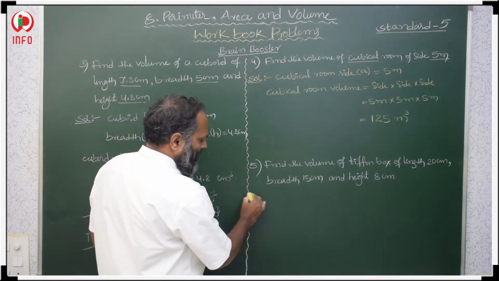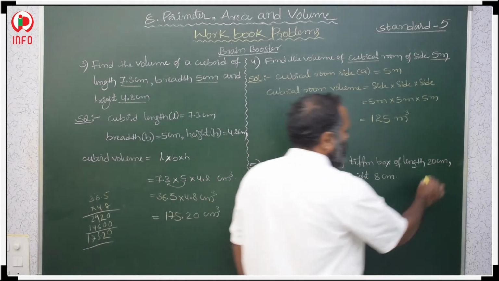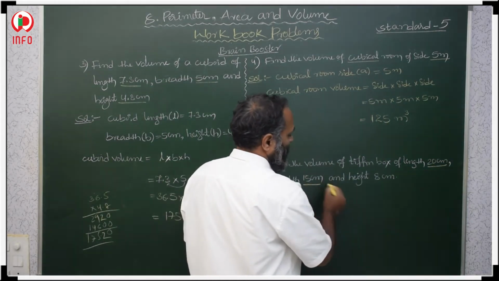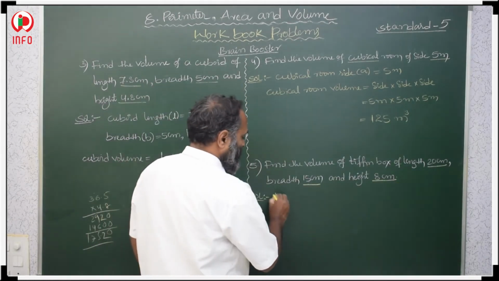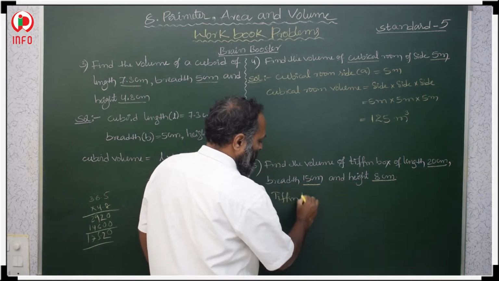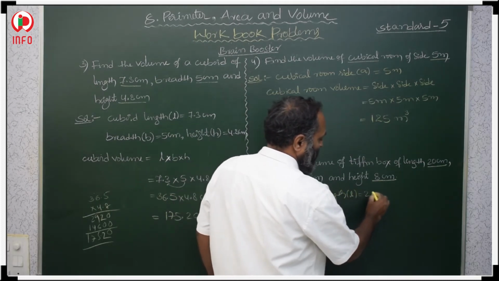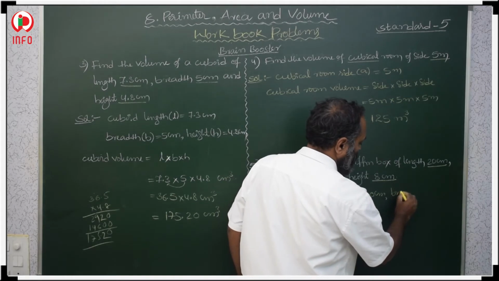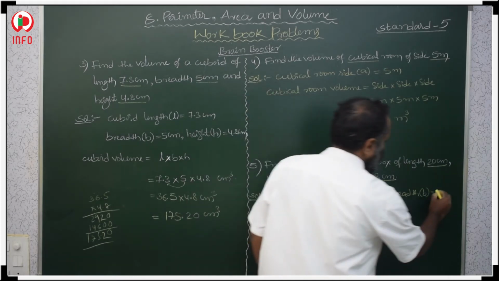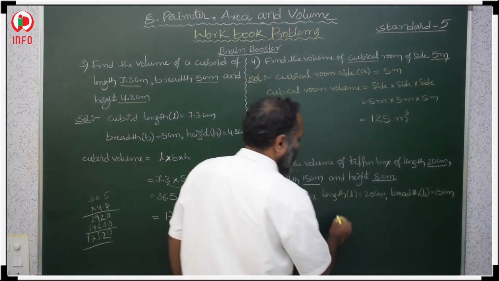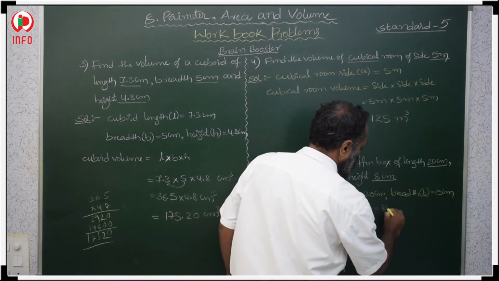Now next, find the volume of a tiffin box. The tiffin box length is 20 centimeters, breadth is 15 and height is 8 centimeters. Then what is the volume of the tiffin box? Tiffin box length L is equal to 20 centimeters. Breadth is equal to 15 centimeters. Height is equal to 8 centimeters.